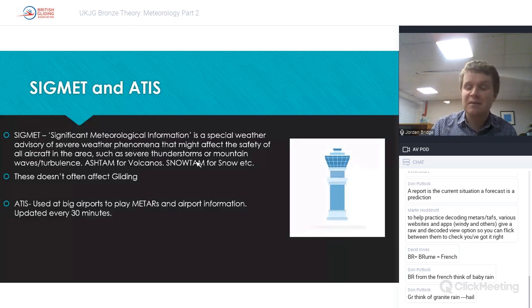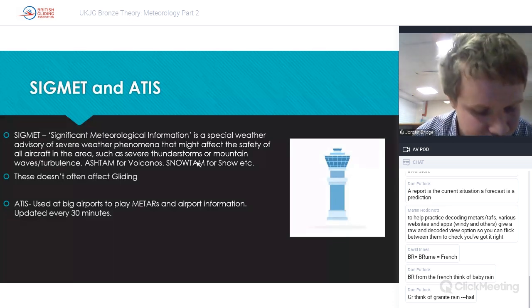We can access SIGMETs from the Met Office sites, and also a site called SkyVector. But for gliding, they're not particularly relevant, if I'm honest, because when SIGMETs are about, normally the weather is pretty poor. You do get ASHTAMs for volcanoes. A volcano that I won't even attempt to pronounce in Iceland put out a load of those. And you get SNOWTAMs, which will be quite important over the next few days, for information relevant to snow at an airfield, such as how deep it is, how long it might take to clear, braking action reports, etc.